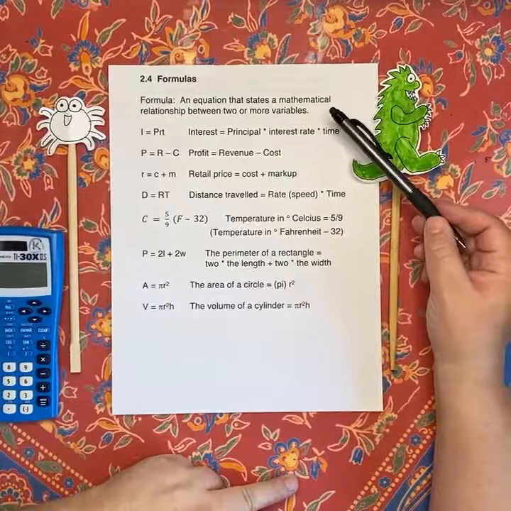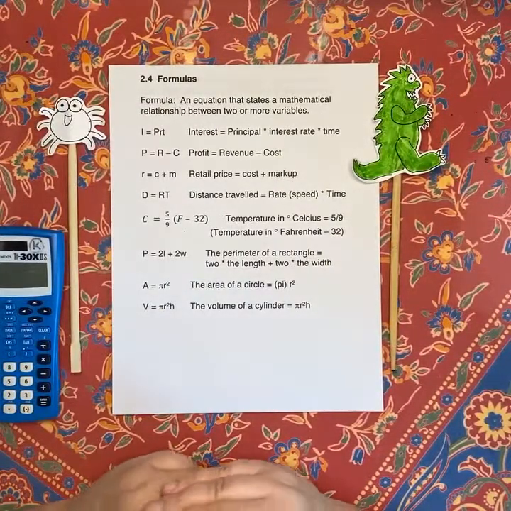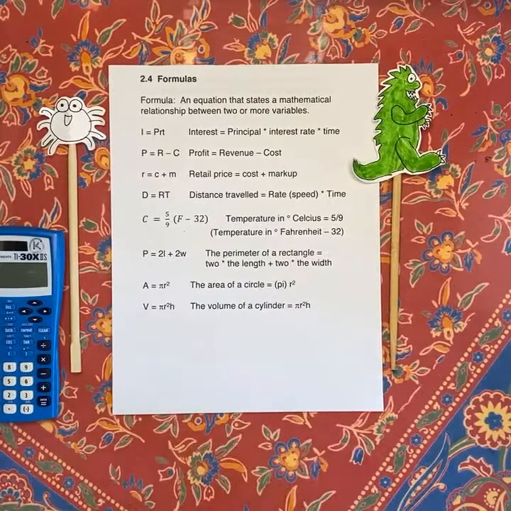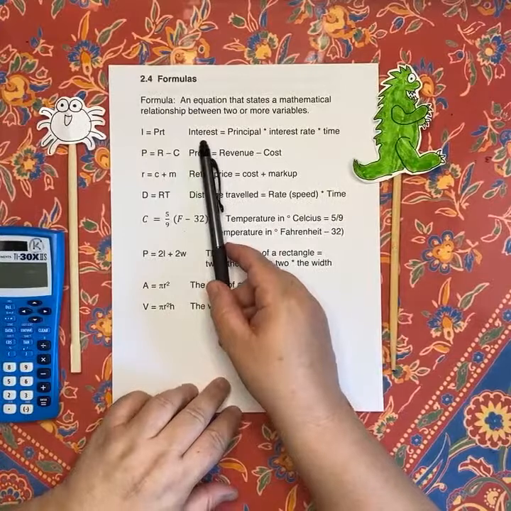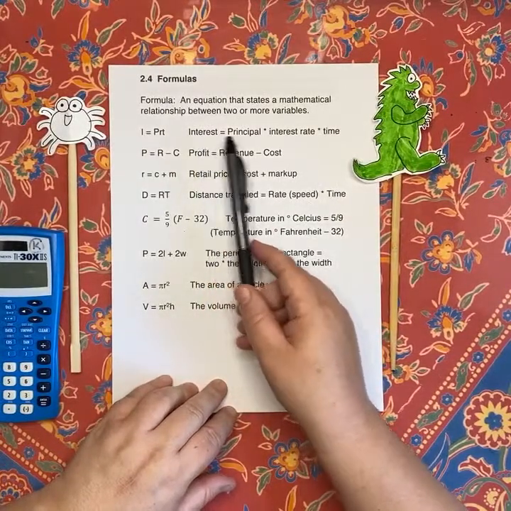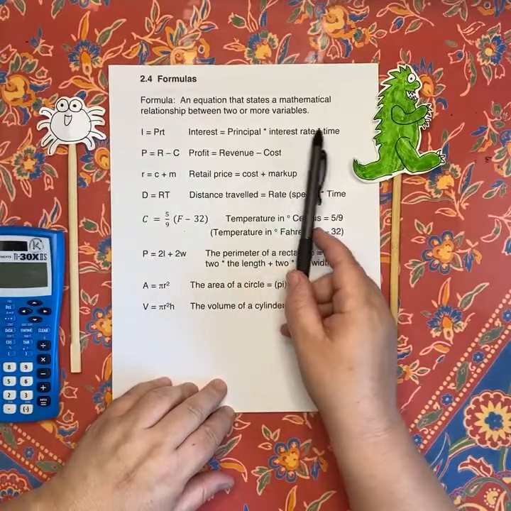So a formula is an equation that states a mathematical relationship between two or more variables. And when we put the equals between them, we mean these two things are equal, always. So let's start off with simple interest. Simple interest, as opposed to compound interest, is equal to the principal, that's the money you start with, times the interest rate times the time.